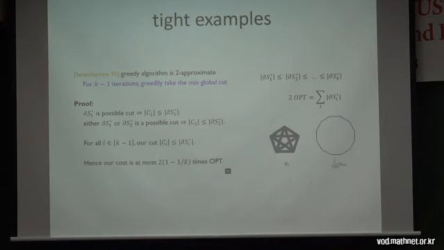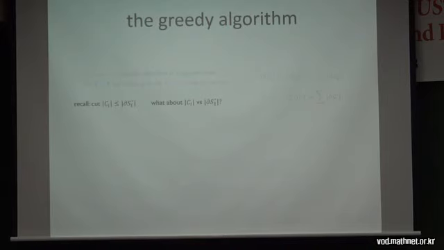Another example is some combination of cliques. I'm not going to go into the math, just some simple examples based on cliques. So that was the 2-approximation algorithm. Now let's try to improve it.